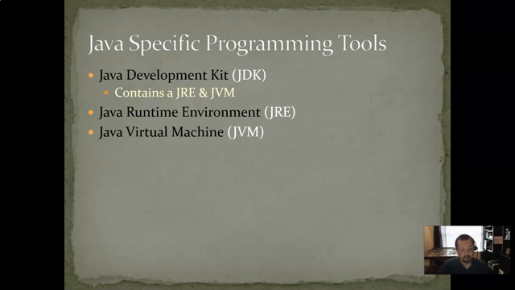Now, the JRE contains a Java virtual machine. A Java virtual machine is a machine that will take in bytecode, the code that we produce when we compile our program, and it will translate it into instructions for that specific machine. So the Java virtual machine is the thing that actually translates bytecode into code for your machine, but it's contained in the Java runtime environment. And if you have a Java development kit, you also have a JRE and JVM because they come in the development kit.